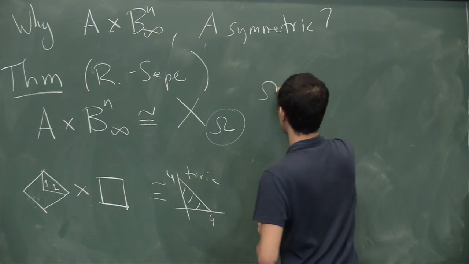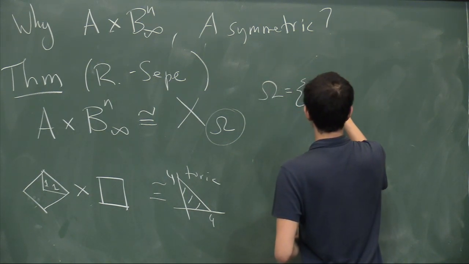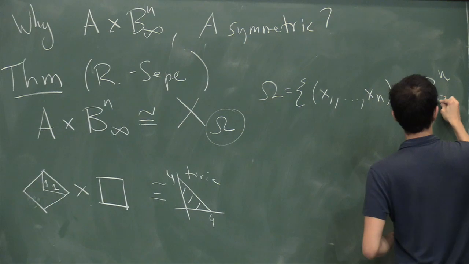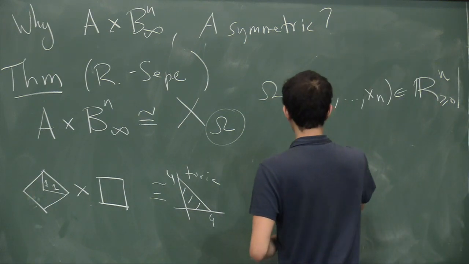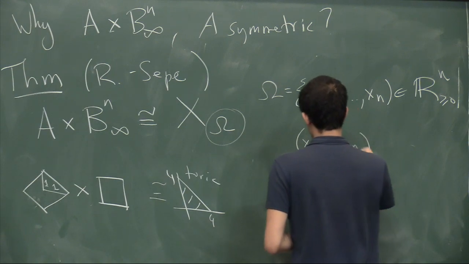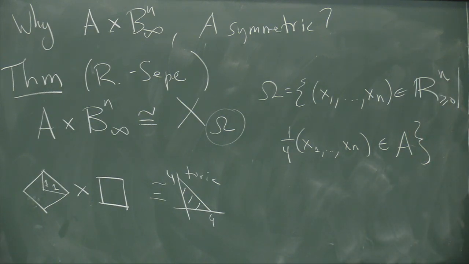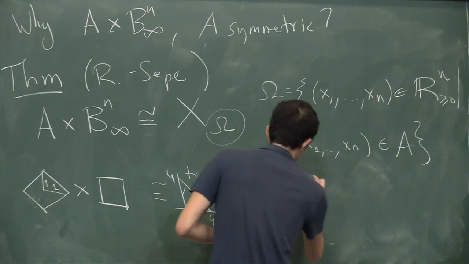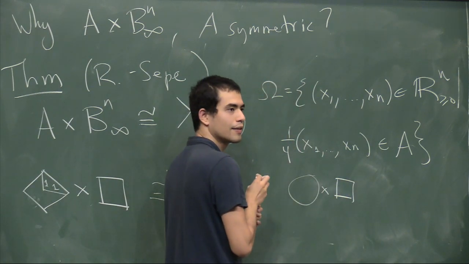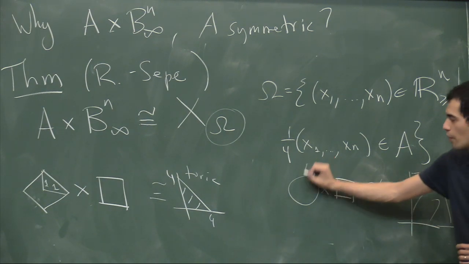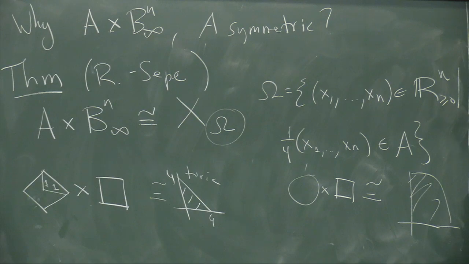So this omega is the set of x1, ..., xn in Rn greater than 0, such that 1/4 of this belongs to A. So if you have symmetric times cube, this is going to be symplectomorphic to the toric domain that has the same shape, so 1/4 of this, but with 4 times the parameter. And it's pretty easy to check that these have the same area, or the same volume.